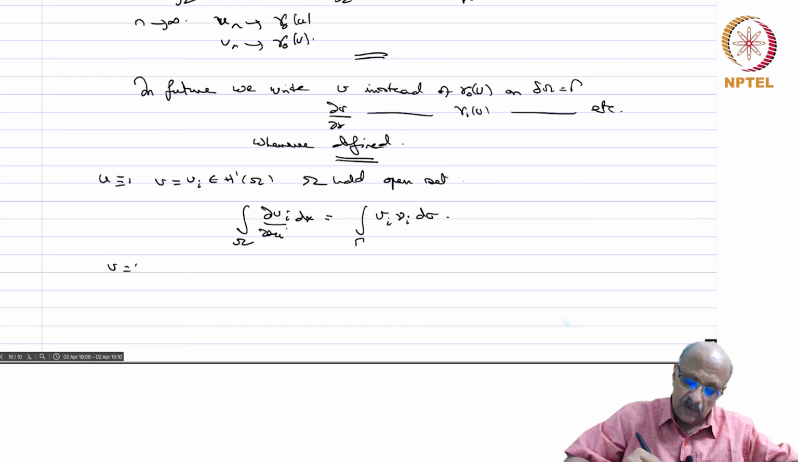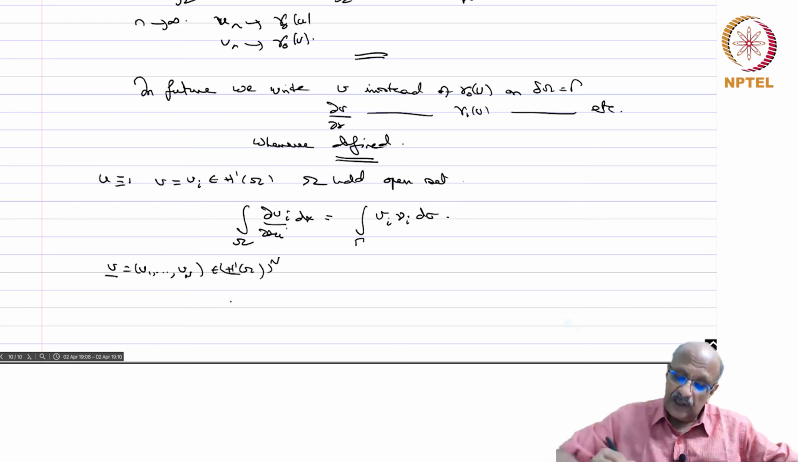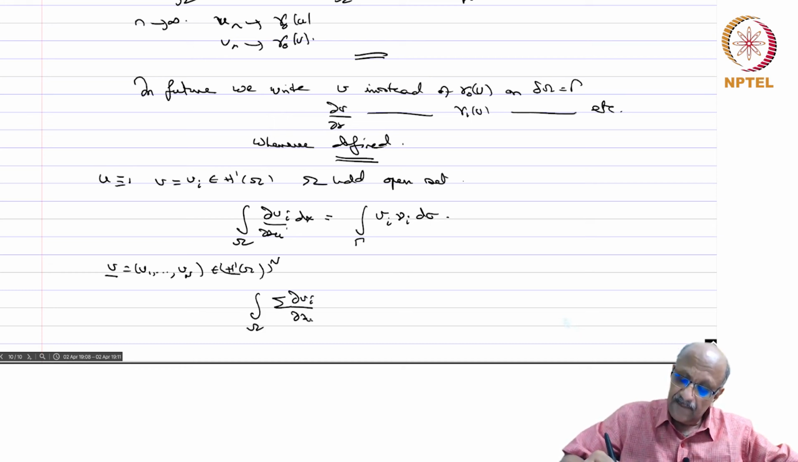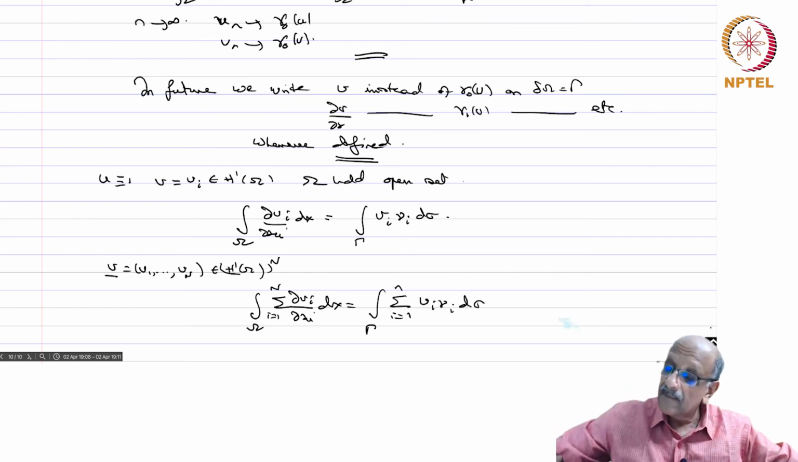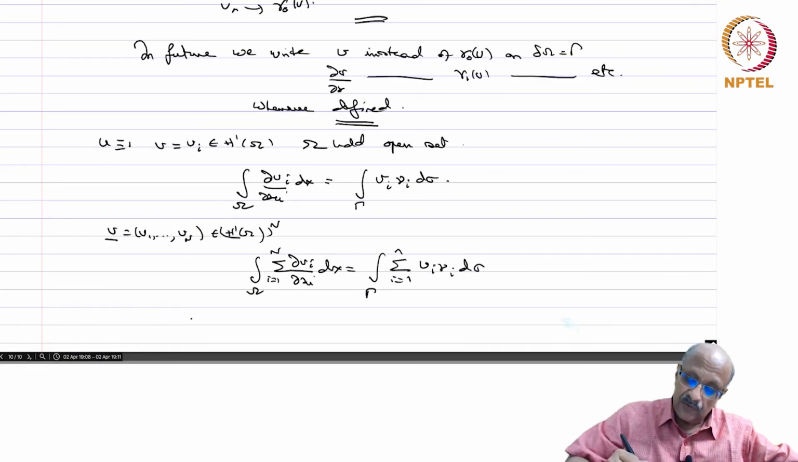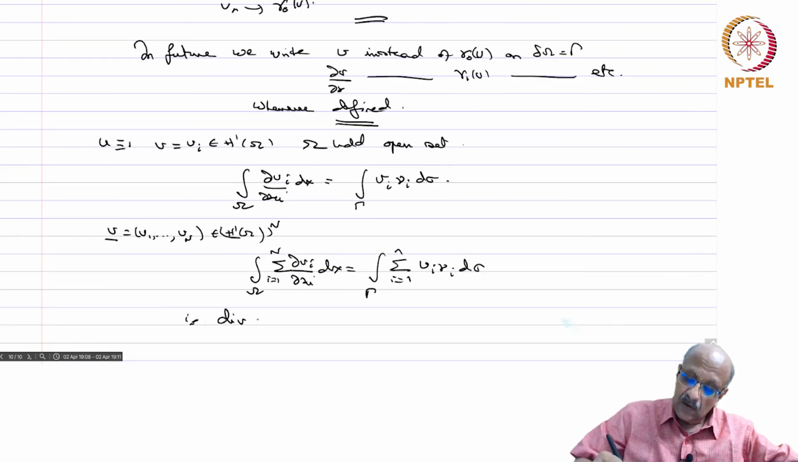Now v equals v_1 to v_n in H^1 of Omega to the power n, and then you write this for each i and sum over i, you get the integral on Omega of the sum of dv_i/dx_i dx, i equals 1 to n, equals the integral on gamma of the sum i equals 1 to n of v_i nu_i d sigma, and that is exactly the Gauss divergence theorem: the integral of the divergence of v on Omega equals the integral on gamma of v dot nu d sigma.